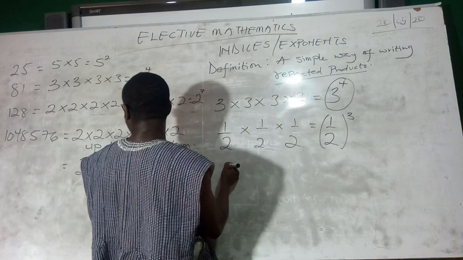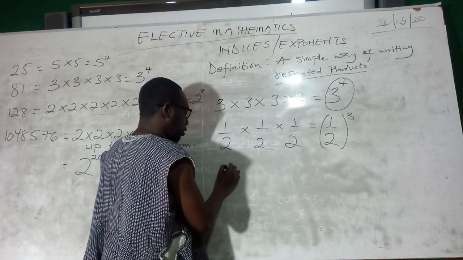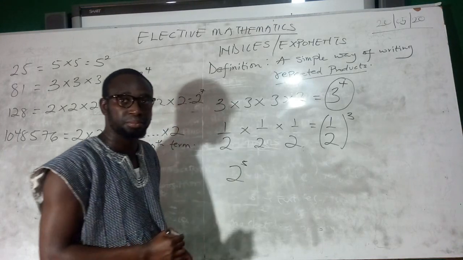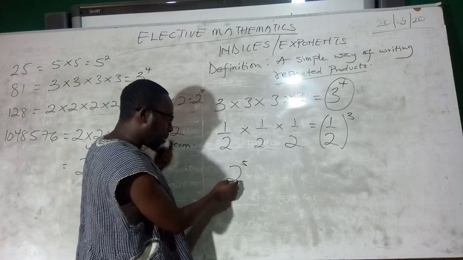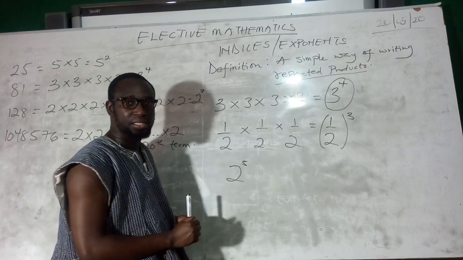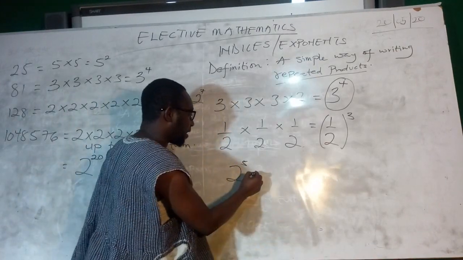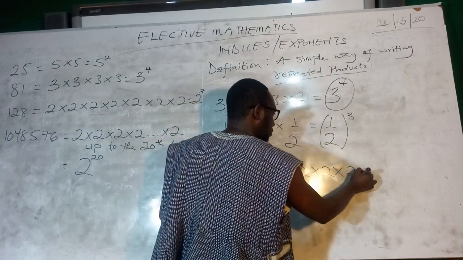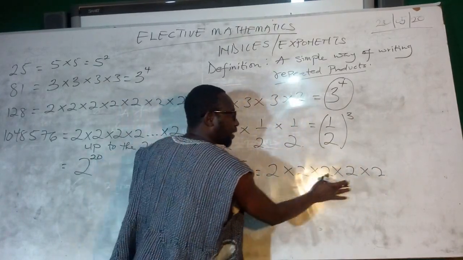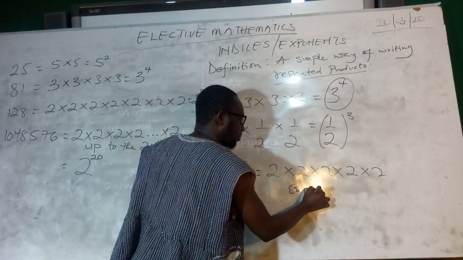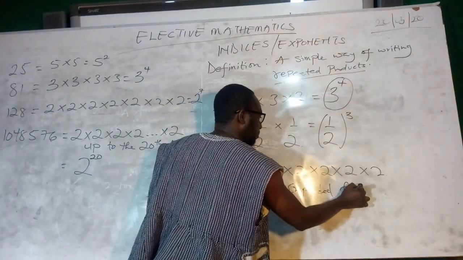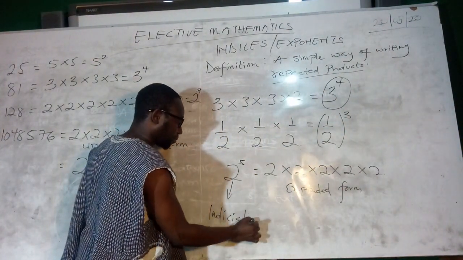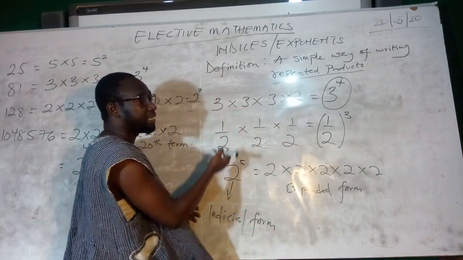Now we can also use 2, then we bring an exponent of, let's say, 5 here. What this means is the number 2 is being multiplied 5 times. So we can write this in expanded form as 2 times 2 times 2 times 2 times 2. When it is written this way, we call this the expanded form. Then this is what is known as the indicial form, or the indicial notation, or the indices, or the exponents.